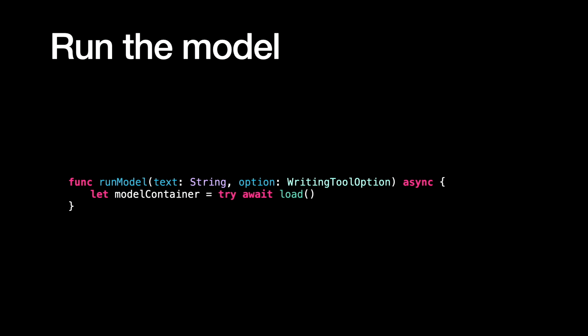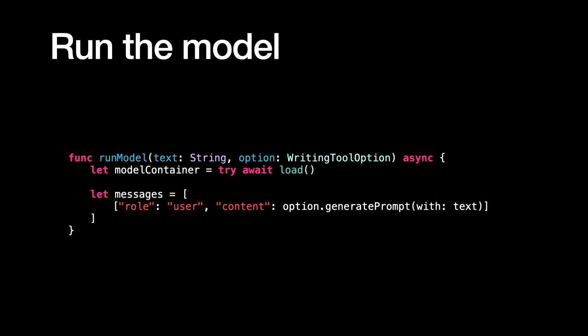So finally, we need to run the model. And again, this is a little bit simplified. You can take a look at the entire code in the repository. But it really boils down to a few function calls. So let's first create a function to run the model with the given text and the writing tool option. We load the model. We have seen the function call that we created for that. So we can load the model first.